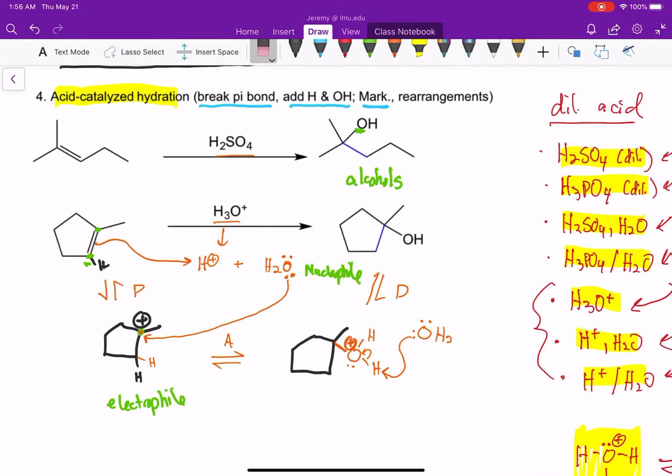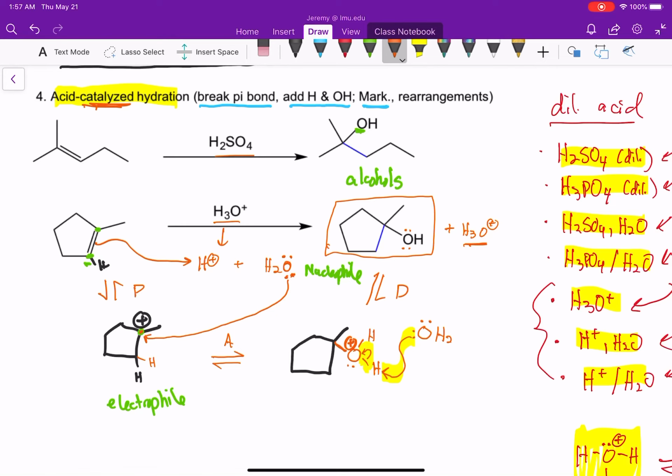So this O here is now going to have two lone pairs and two bonds, so that O will be neutral. We want our final product to be neutral. What this means is this lone pair is being connected to that H. We're forming a new bond there, and that bond is becoming a lone pair on the O. That gets us to our final product, an alcohol, plus we're reforming our acid, H3O+. That's why this reaction is catalyzed, because we're reforming our H3O+.